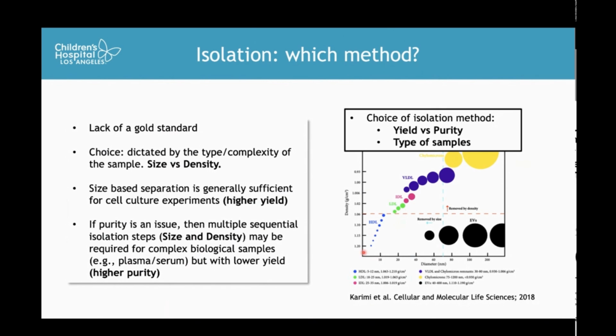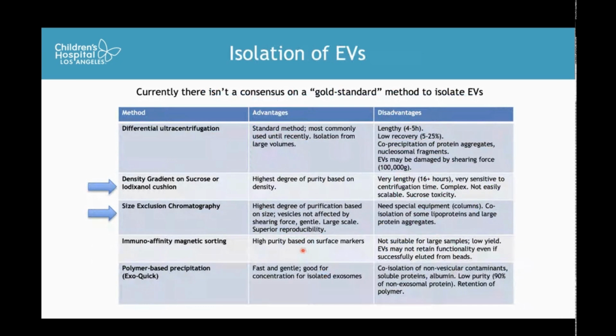HDLs, which are definitely a lot smaller, around 10 nanometers, than EVs, are also overlapping in density. So in general, size-based separation methods can be sufficient for cell culture experiments, for a condition when cells are kept in culture, and we can then collect the conditioned medium and isolate the EVs based on size. But if purity is an issue, especially in plasma or serum samples, then we need multiple sequential isolation steps, which I will be showing right now.